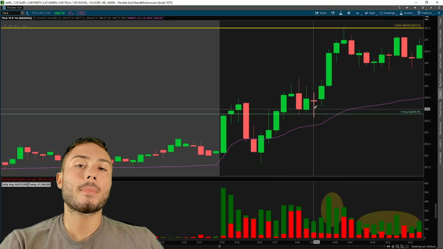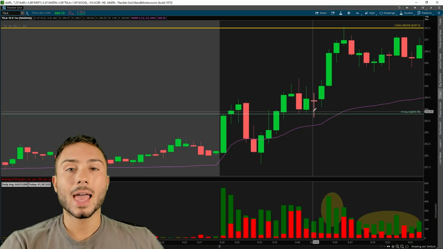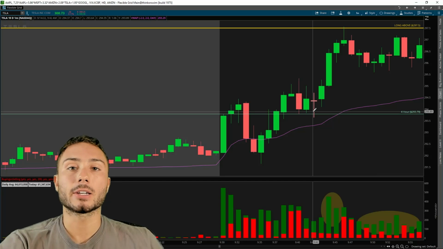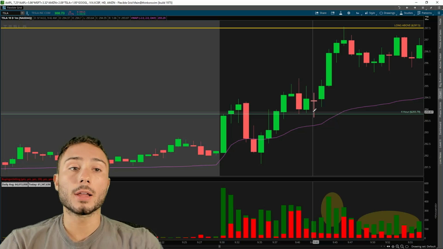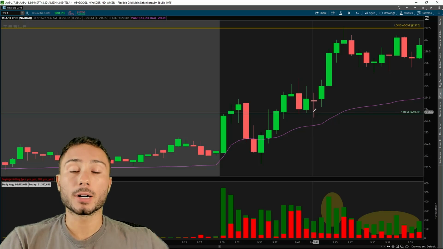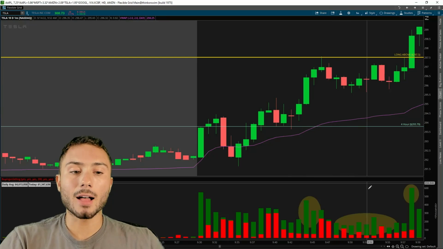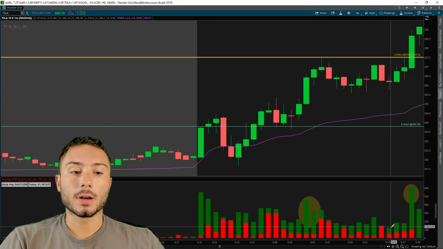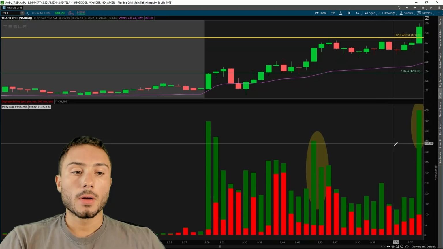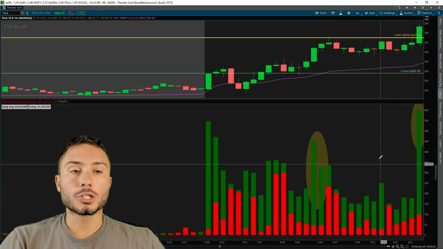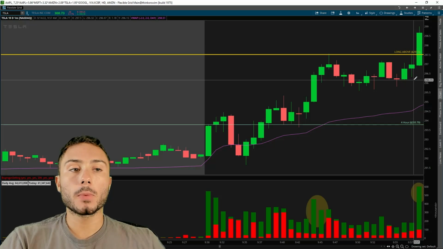It wasn't at my important level of interest. So other than supporting the thesis, it's not giving me a reason to enter other than providing me with context of what's going on in the market and other participants, what they feel about the auction. So then we consolidate and then we get the breakout. Now, what's important here is prior to this breakout, volume begins to slowly start expanding as price begins to move higher, and then we get that breakout.